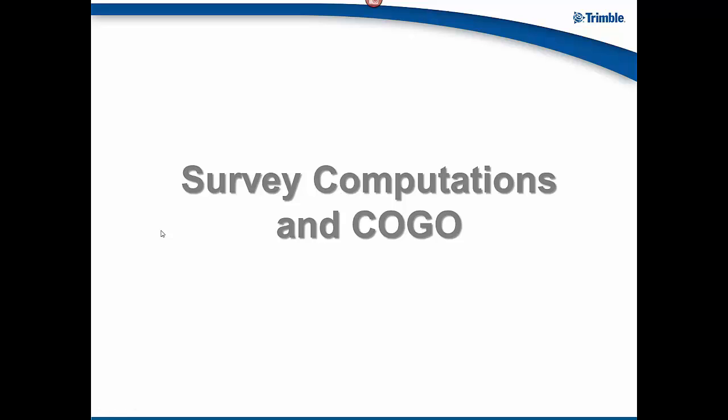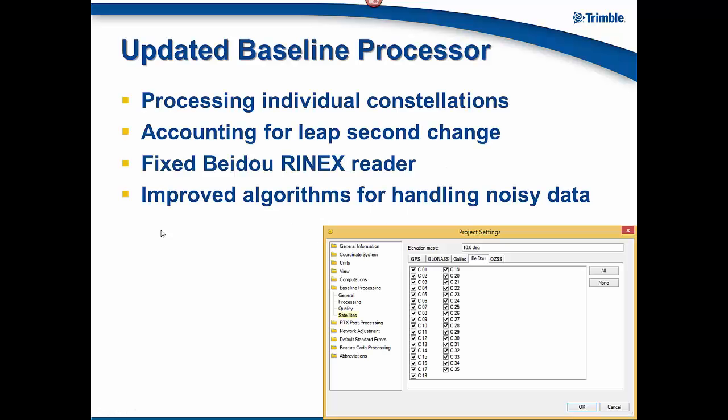Moving on to the survey computations and COGO, we have a new baseline processor that now allows you to process individual constellations. So if for some reason your government organization or your local agency require you just to use a specific constellation, that means you can process Beidou on its own, Galileo or GLONASS without having to have GPS observations as well.